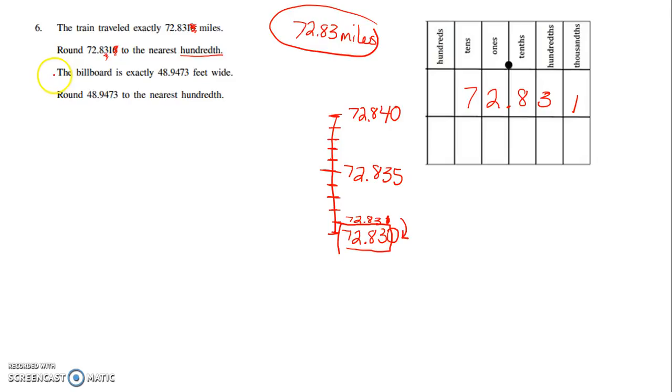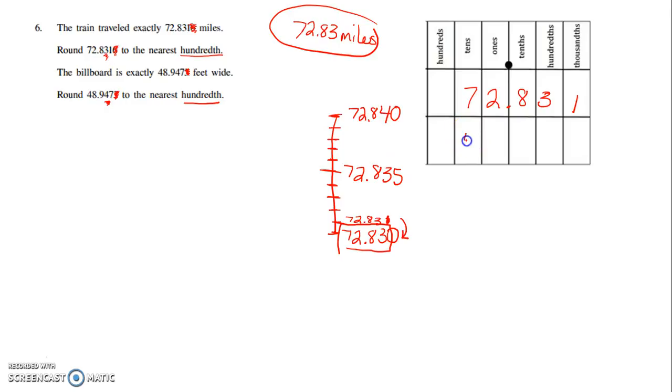Now they're talking about a billboard. It says a billboard is exactly 48.9473 feet wide. Round 48.9473 to the nearest hundredth. Again, I love when they ask me to go to the nearest hundredth because really it just makes me think of money. Also, if I'm rounding to the nearest hundredth, I don't even have to consider this 10,000ths place. It won't affect me at all. You just have to go out to the thousandths place when you're rounding to the nearest hundredth.